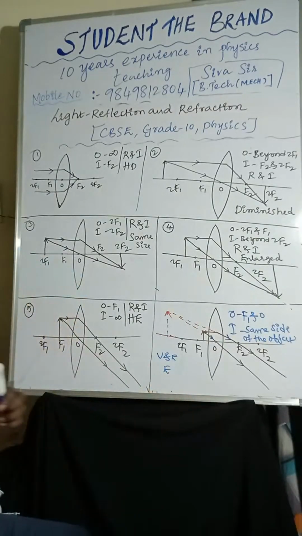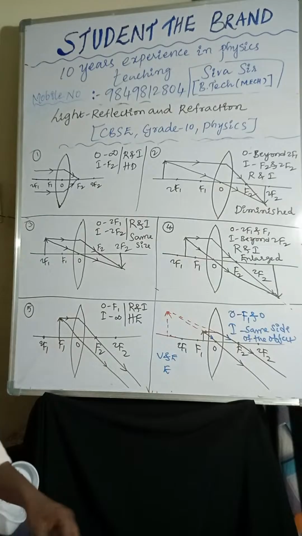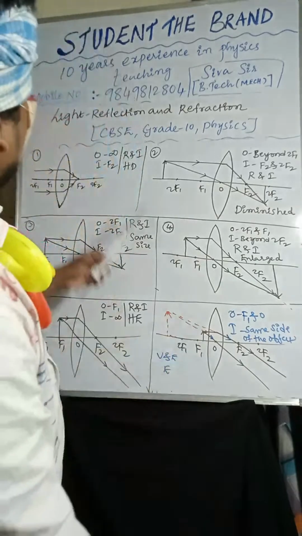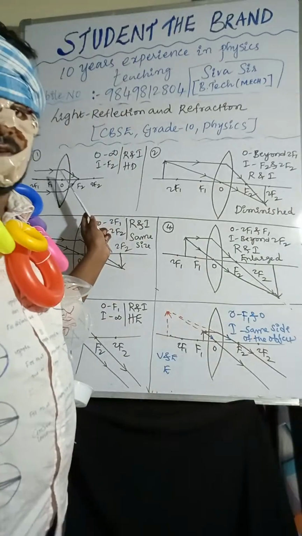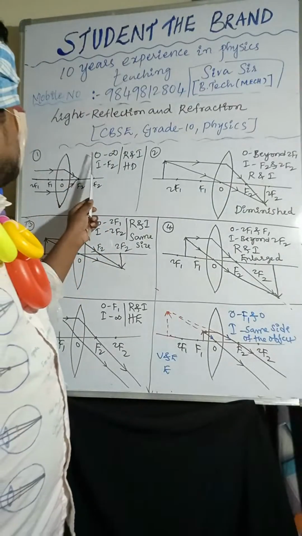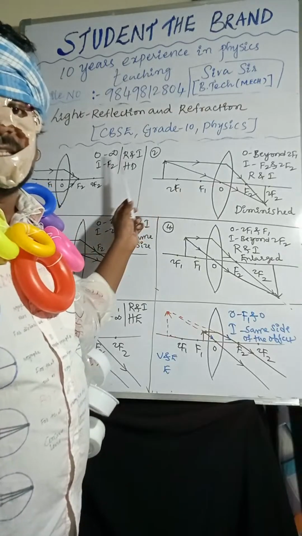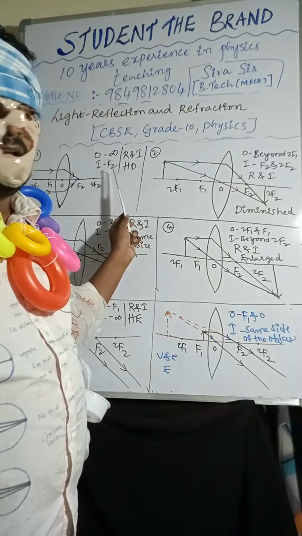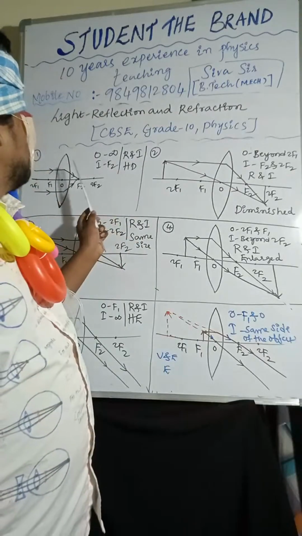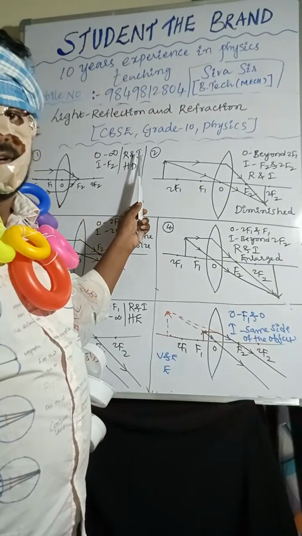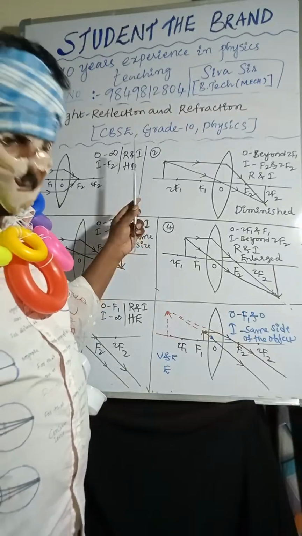Okay, once observe here. In the first case, light rays are there. The object is at infinity. The image is formed at F2. The nature of the image is real and inverted. The size of the image is highly diminished.